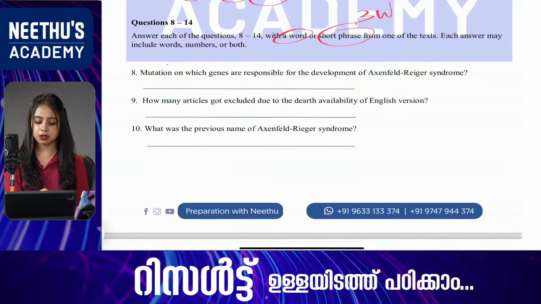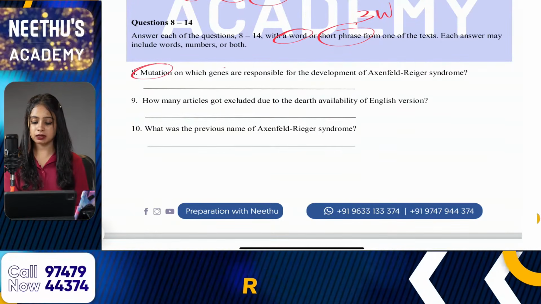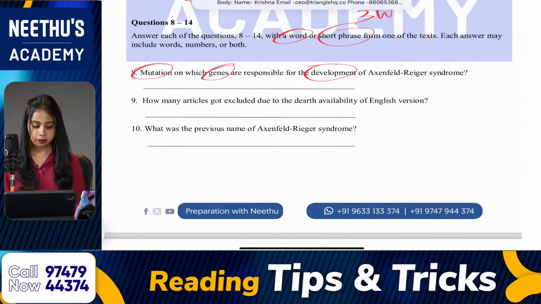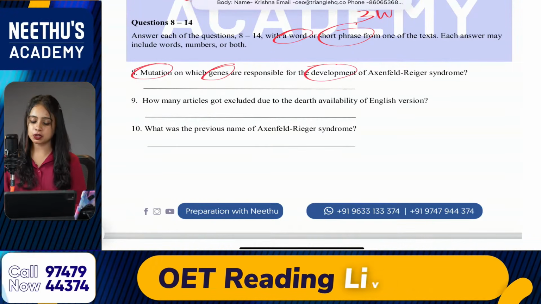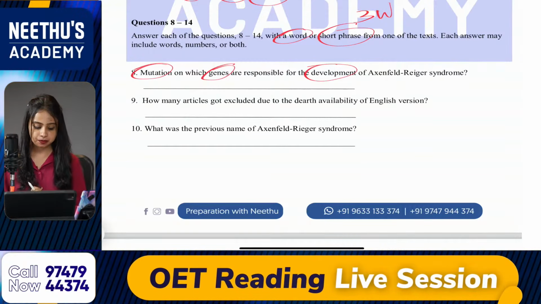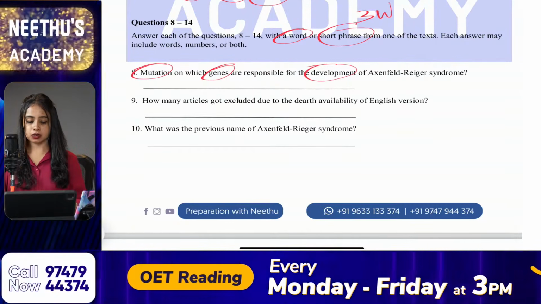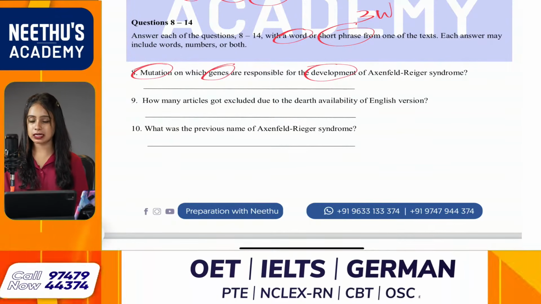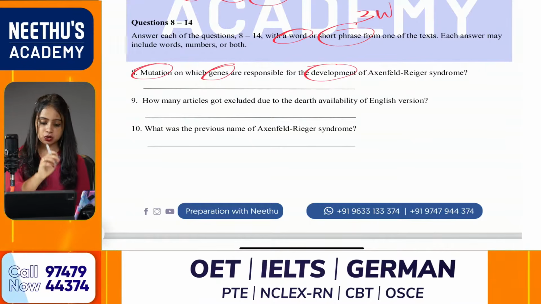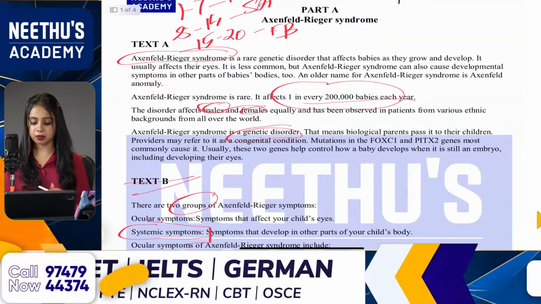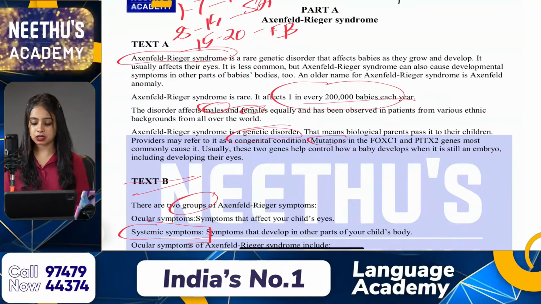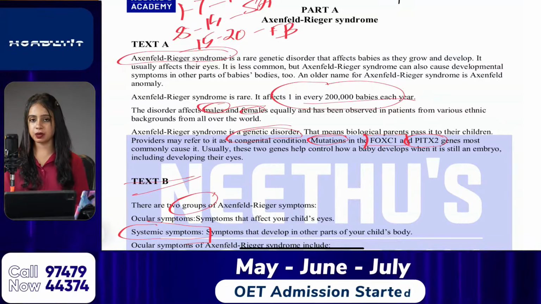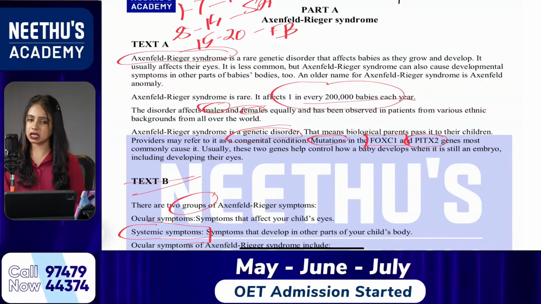Okay. So 8th one, mutation on which genes are responsible for the development of Axenfeld-Rieger syndrome. So my keywords, mutation, then genes, development. Okay, so these are my keywords from the question. So what is your answer for the 8th question? Mutation on which genes are responsible for the development of Axenfeld-Rieger syndrome? So the genes are mentioned here in text A, as you can see here, mutations in the FOXC1 and PITX2, PITX2, FOXC1.